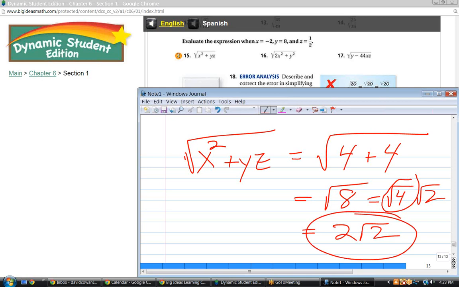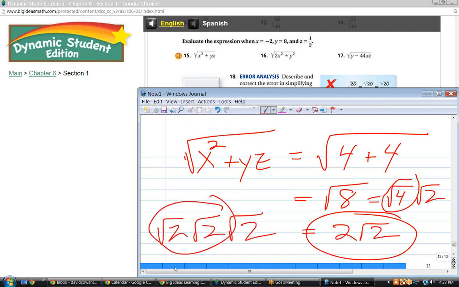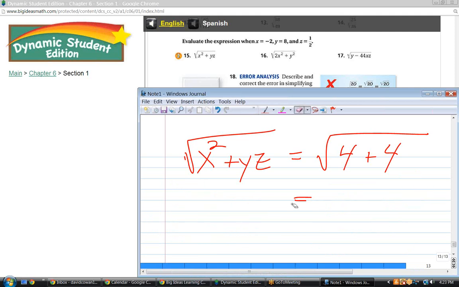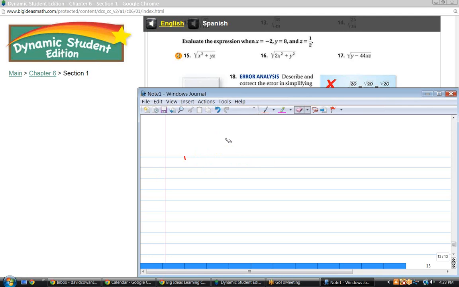You see why root 8 is 2 root 2? It's also root 2 times root 2 times root 2. Put those two multiplied together give you the 2. So that's why you end up with 2 root 2. Okay. I think you're good with these. I don't think you need to do these two over here. What the heck? Let's do them anyway.